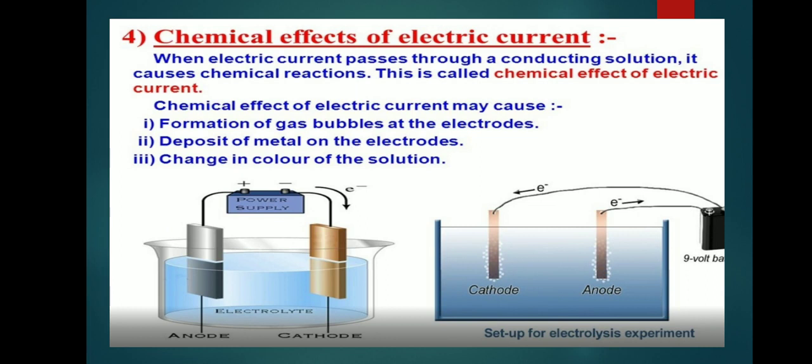Some of the chemical effects of electrical current are as follows. Bubbles of gas may be formed at the electrodes. Deposits of metal may be seen on the electrodes. Change of color of the solution may occur.